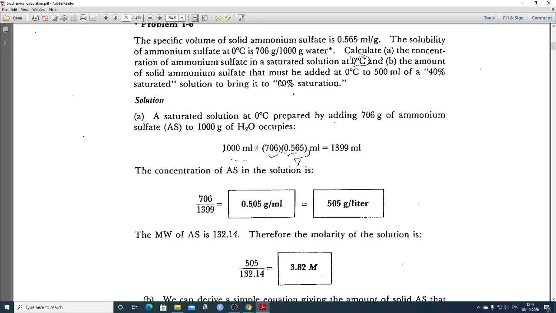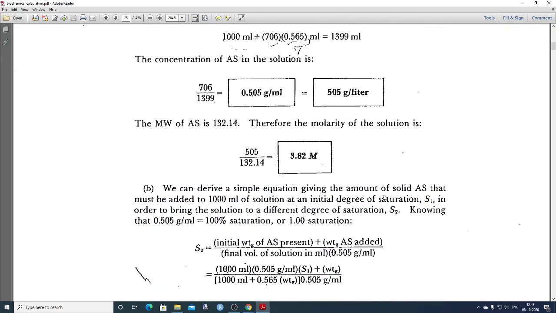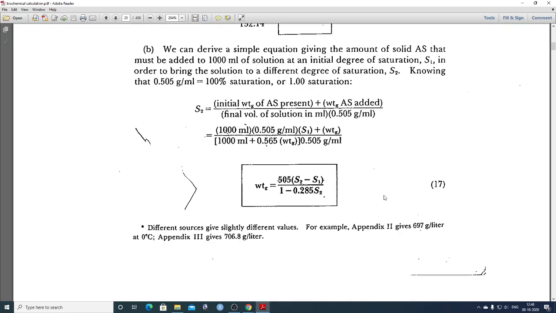Likewise, calculate the amount of ammonium sulfate that must be added at 0 degrees Celsius to 500 ml of 40% saturated solution to bring it to 60% saturation. Okay, so the ammonium sulfate solution is 40% saturated and we want to bring it to 60%, and the total volume of solution is 500 ml. So here is the calculation. We can derive a simple equation giving the amount of solid ammonium sulfate that must be added to 1000 ml of the solution at initial degree of saturation.